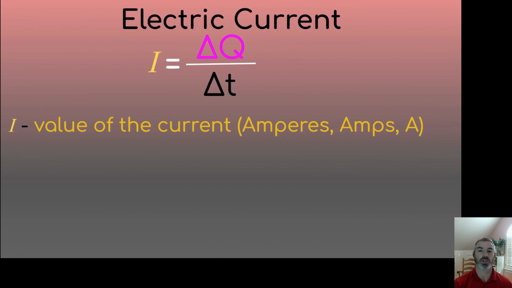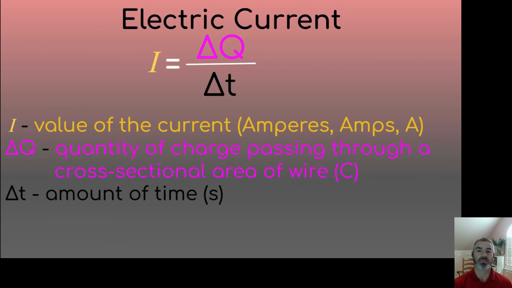Now looking at the equation for current, I represents the value of the current, and that's measured in amperes, or abbreviated amps, or just a capital A. Delta Q is the amount of charge that flows through that cross-sectional area of the circuit, measured in coulombs. And delta T is just the amount of time that elapses to allow the current to flow through.